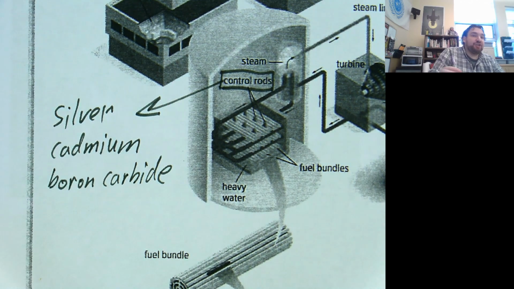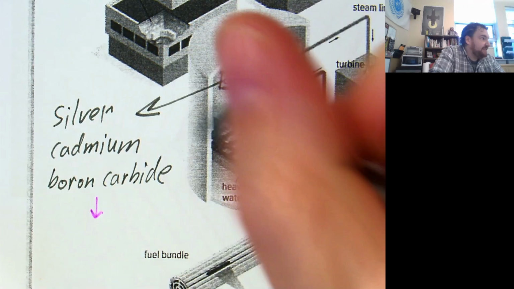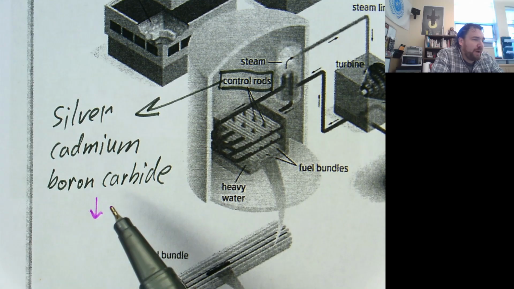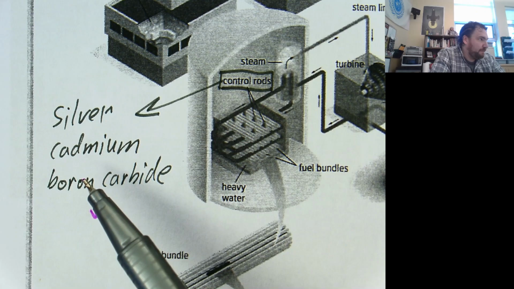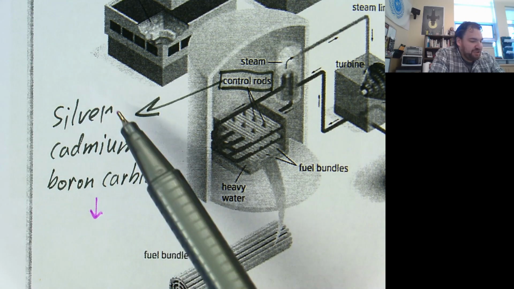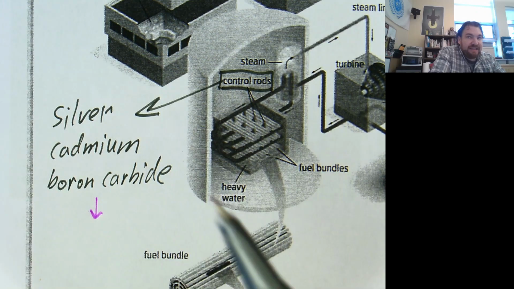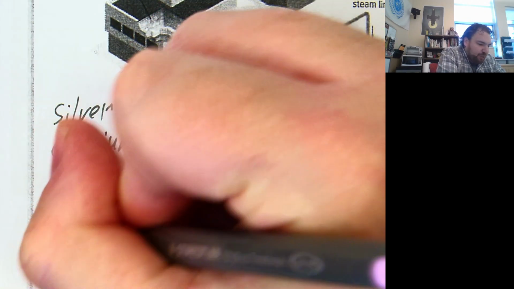And these control rods, these particular elements, okay, there's way too much talking going on underneath what I'm trying to say. Silver, cadmium, and boron carbide, these guys are really good at absorbing neutrons.